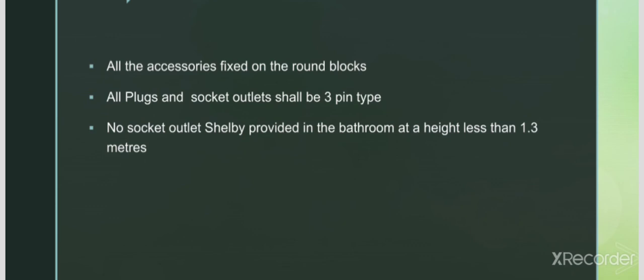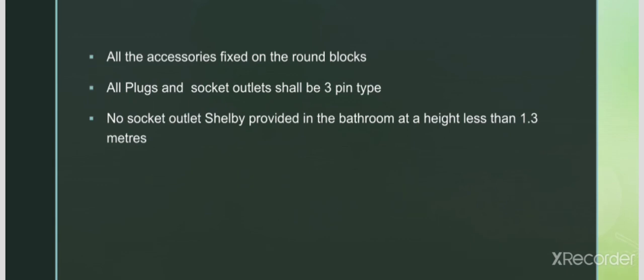And neutral should be linked. And all the ironclad appliance switches should be earthed. These are some general rules which we have to follow while we are doing the wiring installation.